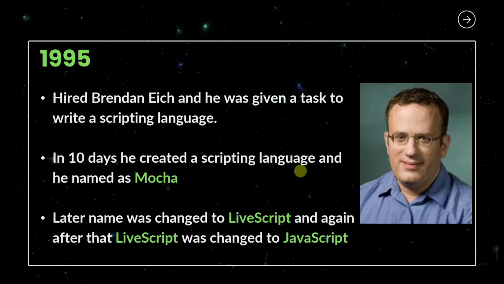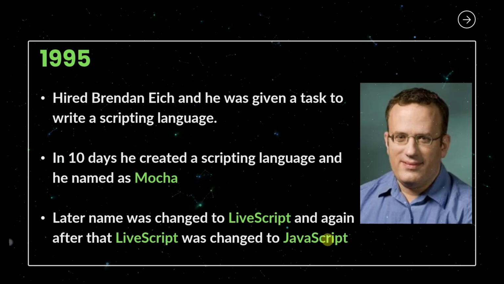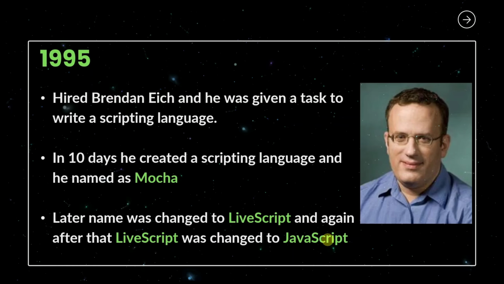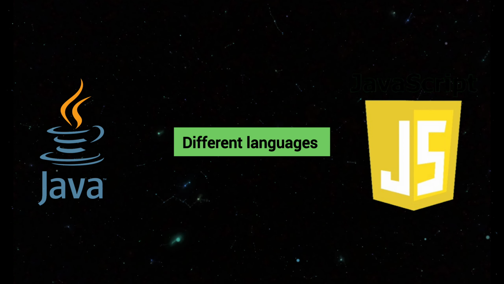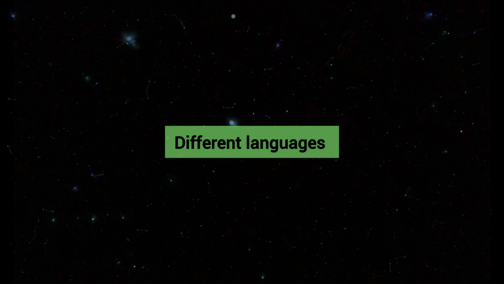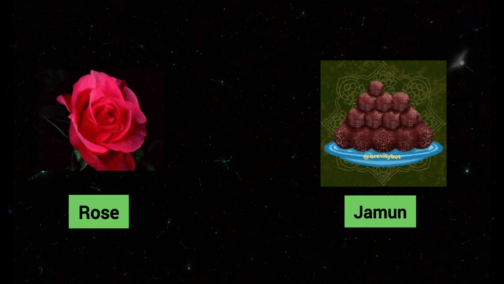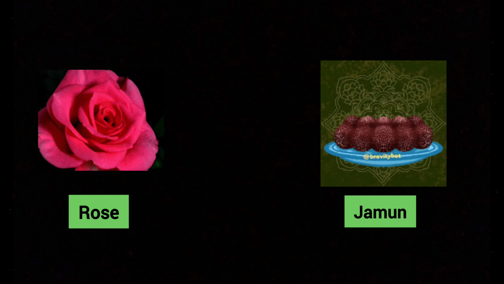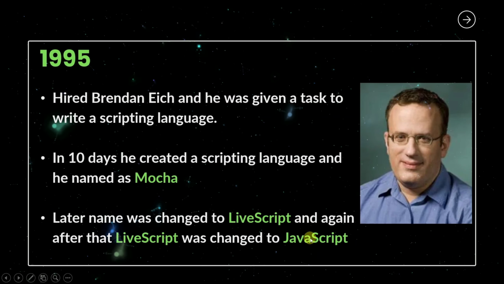So this is how JavaScript was created, and the name JavaScript was given only for marketing purposes because at that time Java was very popular. So remember, Java and JavaScript are completely different languages. They have nothing to do with each other, like how we have Gulab and Jamun. Gulab, that is rose, is completely different, and Jamun is completely different. Similarly, Java and JavaScript are completely different programming languages. So this name was only for marketing purposes.